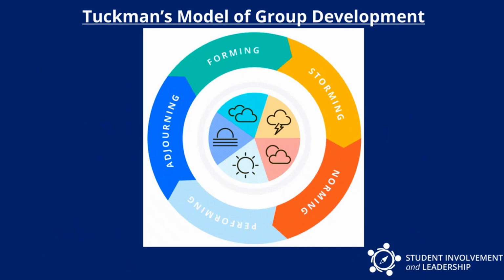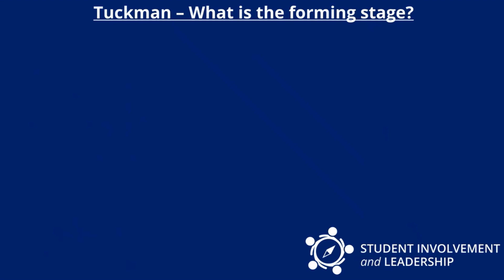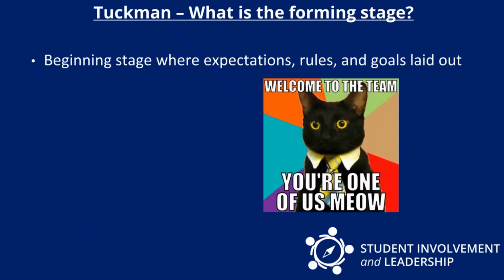It's not necessarily a linear process or a direct cycle that's shown here. You might be jumping between different stages. So I guess to begin, we're going to start with the forming stage. So what is the forming stage? It's the beginning stage where those expectations, rules, and goals are going to be laid out.